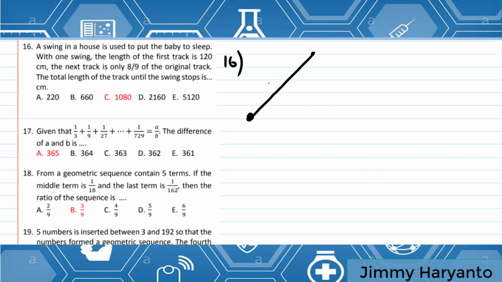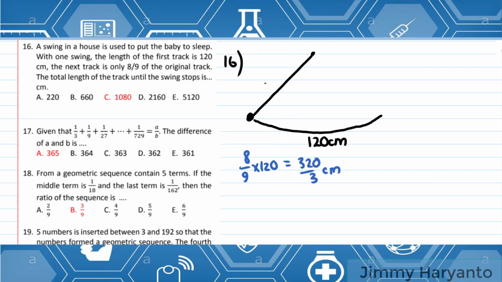This one is 120 centimeters. Itu the swing itu maksudnya ini ya, the swing. Jadi pertamanya itu 120 centimeters. The next track is only 8/9. Jadi kita hitung dulu, 8/9 times 120 itu berapa? Ya, coba hitung dulu pakai calculator. The answer is 320 over 3 cm.